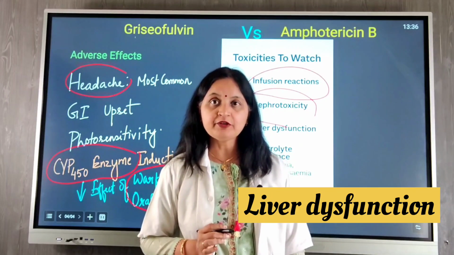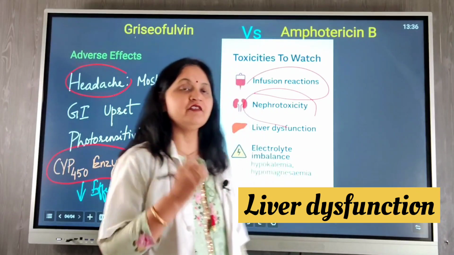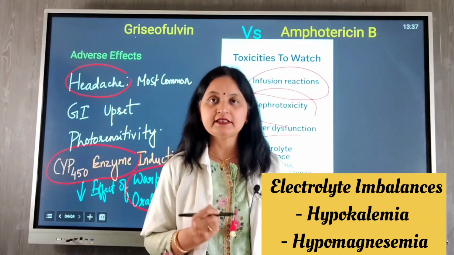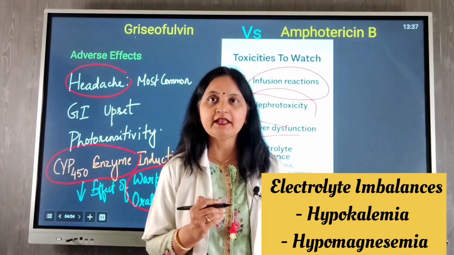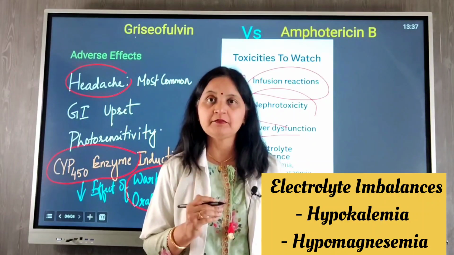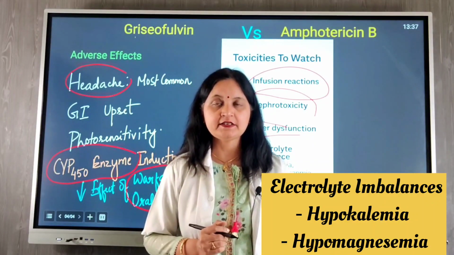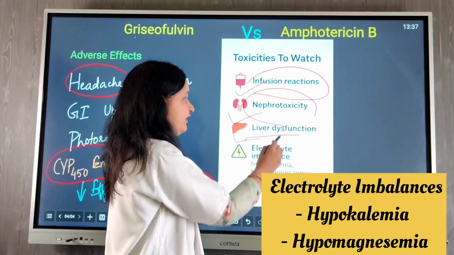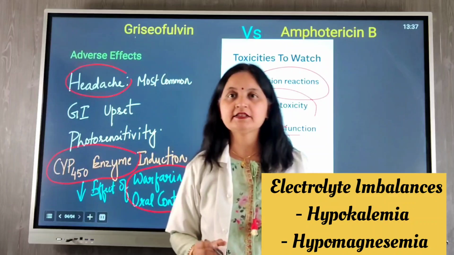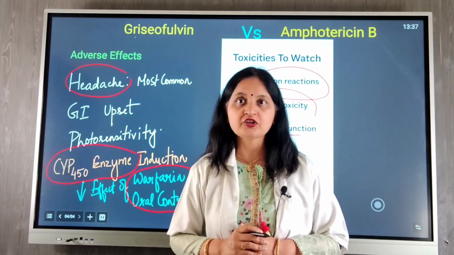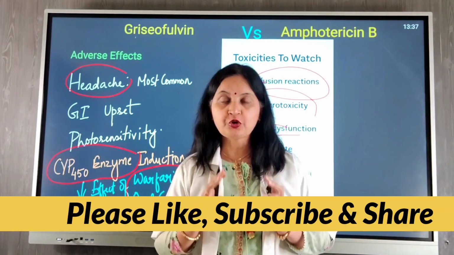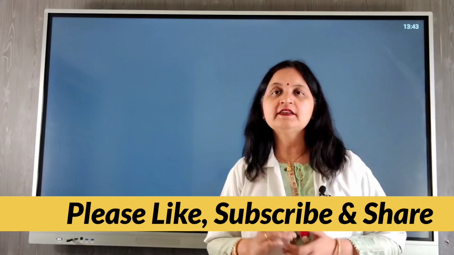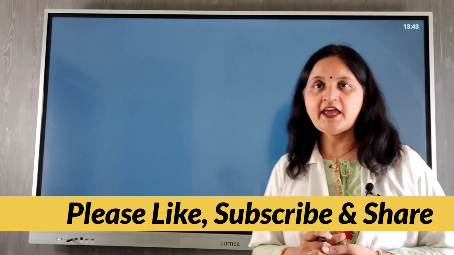It can also cause damage to the liver, causing liver dysfunction. So liver dysfunction is also a possibility with Amphotericin B. It can cause disturbance in the electrolyte levels, electrolyte imbalance such as hypokalemia and hypomagnesemia can also occur with Amphotericin B. So Amphotericin B is known to cause infusion reactions, nephrotoxicity, liver dysfunction and electrolyte imbalance. So these are some of the toxicities to watch with Amphotericin B. You should know the risk, weigh the benefits and then use Amphotericin B. So these are some of the key differences between Griseofulvin and Amphotericin B.